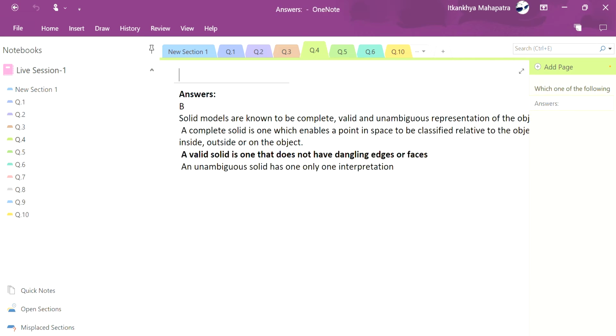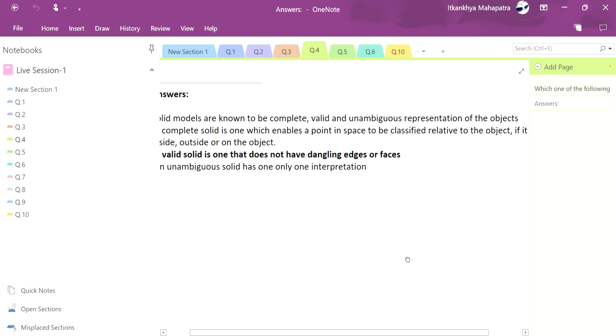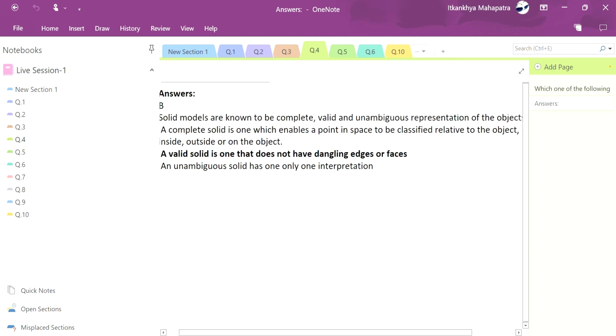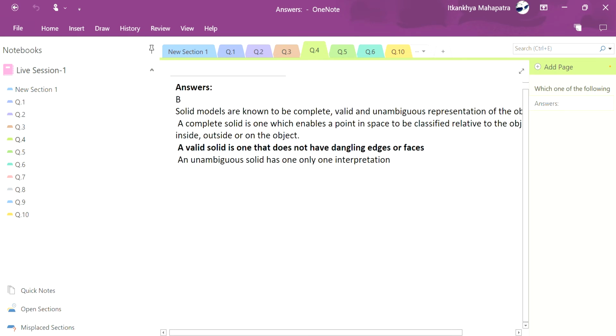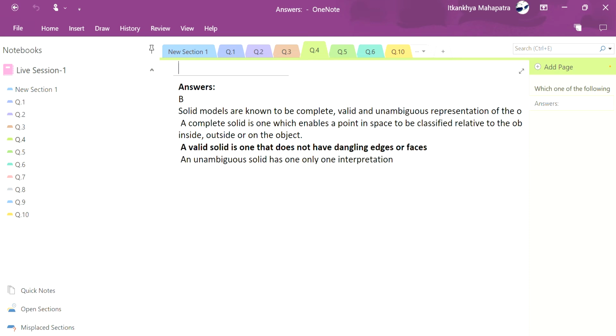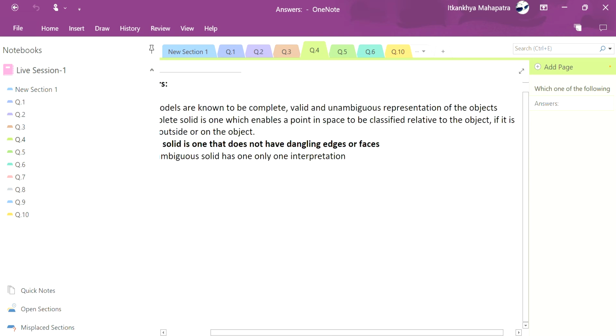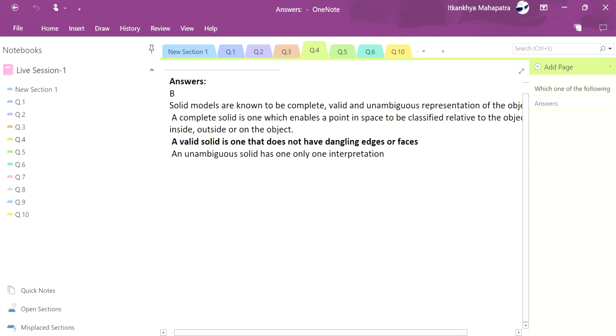Okay, so the correct option is B. Well, we know that for solid models, there are 3 points which define a solid model. One is a complete, valid, and unambiguous representation of the object. So, what is a complete solid? A complete solid is one which enables a point in space to be classified relative to the object, as outside, inside, or on the object.